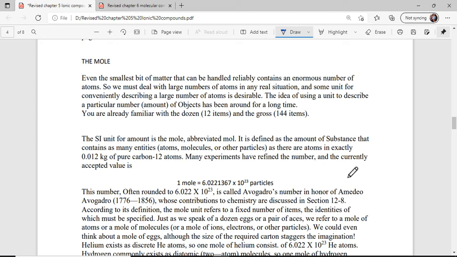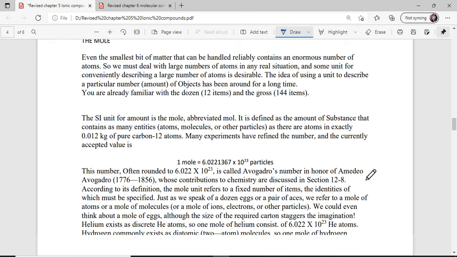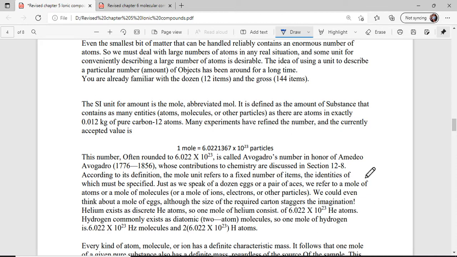Many experiments have refined the number and have recently accepted the value, which is, if you have 1 mole, it is equal to 6.022137 times 10 raised to 23 particles. Okay, this conversion is what you call your Avogadro's number, or you can round it off to just 6.022.